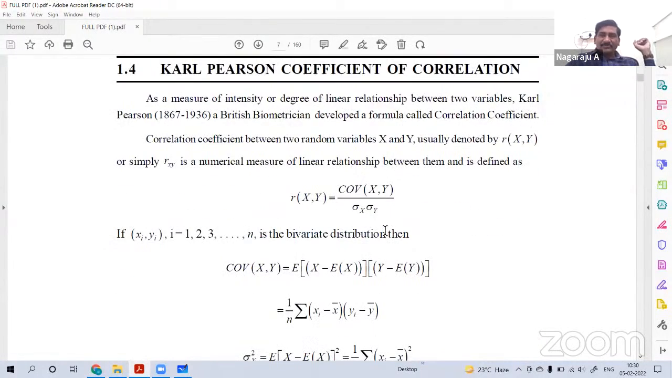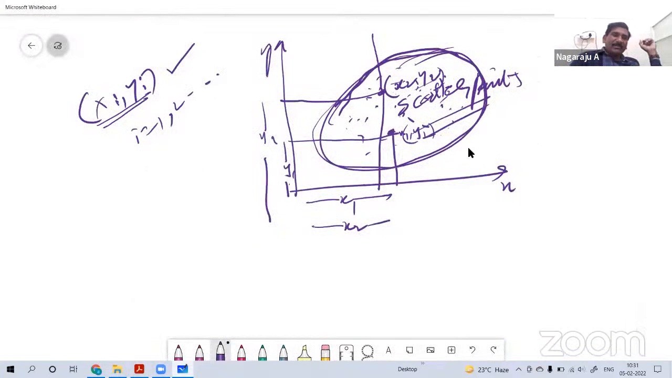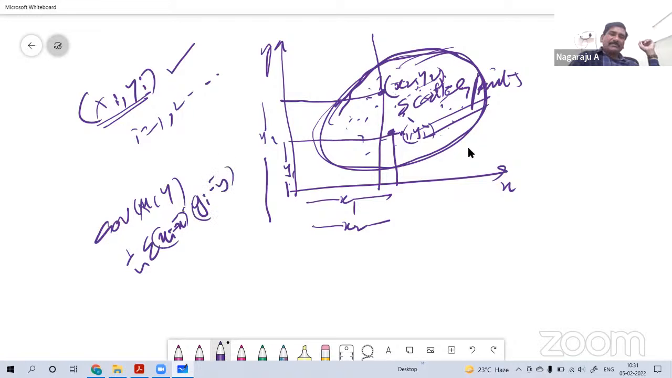Karl Pearson observed and identified the correlation coefficient. The correlation coefficient we can calculate as the correlation of x comma y. We have one formula here. Covariance of x comma y is equal to 1 by n into summation of (xi minus x bar) into (yi minus y bar), which is a product.